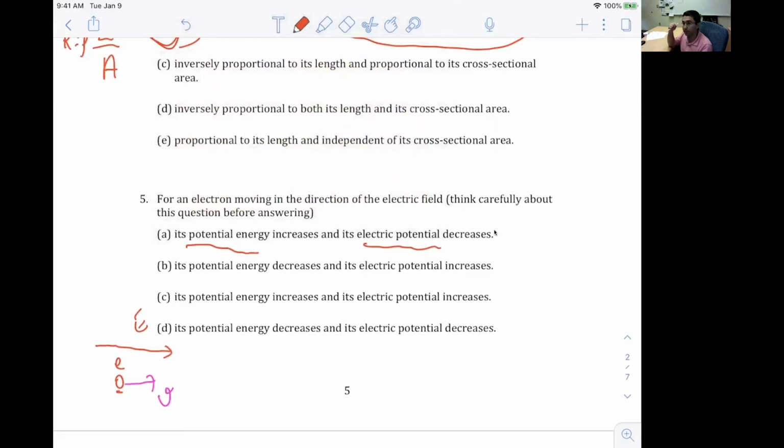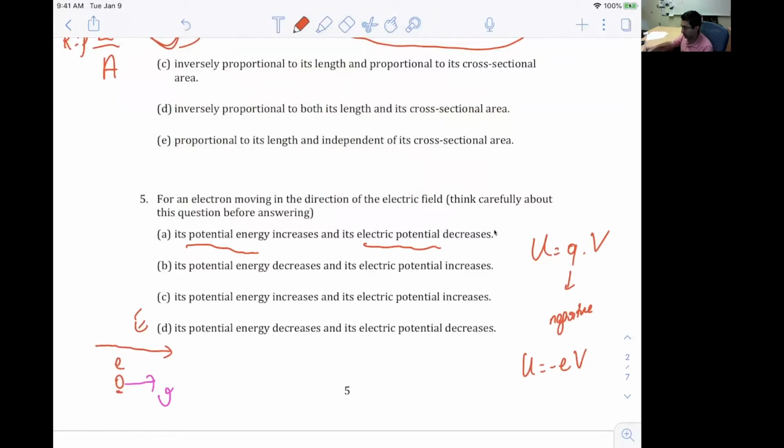Because it is negatively charged, electric potential and electric potential energy will have an opposite relation, because energy is just Q times V, right? So it's a negative charge for the electron. If you write just minus EQ, then you will have a negative, opposite relationship between V and U.